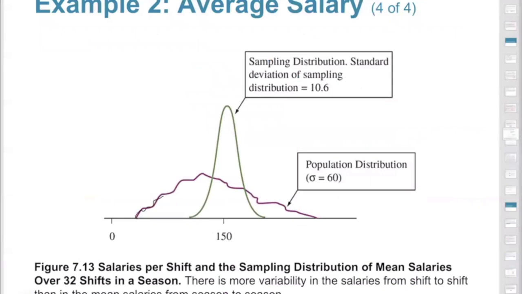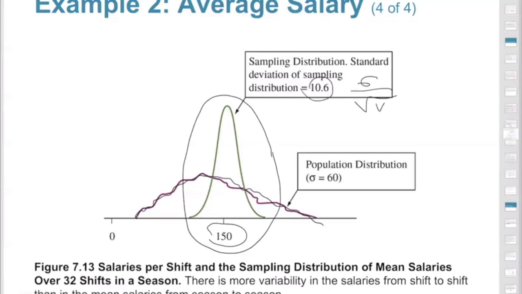This curve is for the population distribution when sigma is equal to 60, as you can see here. But the sampling distribution of X bar, the sample mean, is a normal distribution with mean 150, the same mean as the population distribution. But the standard deviation is different, okay? It's 10.6, which is 60 divided by square root of n, where sigma is equal to 60 from the population. So as you can see, it's normally distributed.